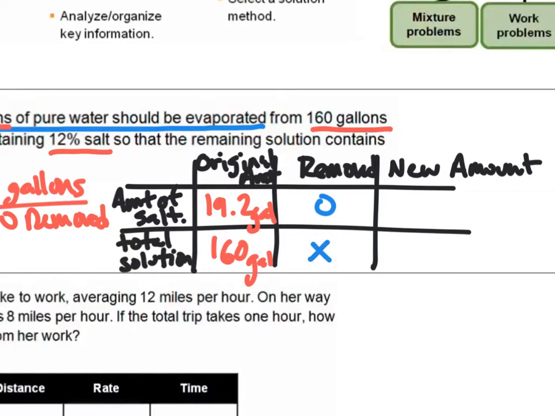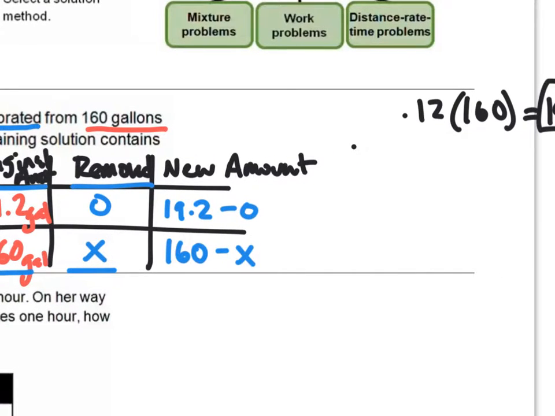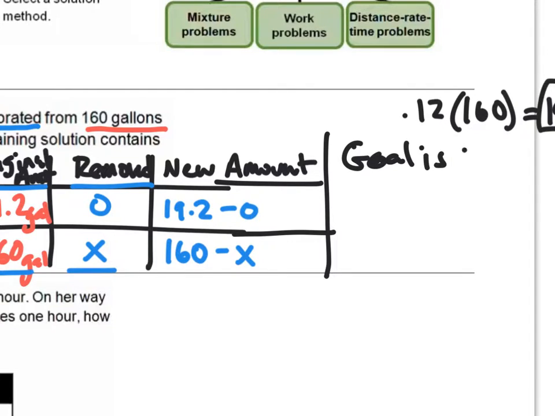Okay? And so to get that new amount, I'm going to subtract what's been removed from the original amount. So I get 19.2 minus 0. And then here, you have 160 and you remove x, so your new amount is going to be 160 minus x. Would you just equate those together? No, because our goal is 20%.